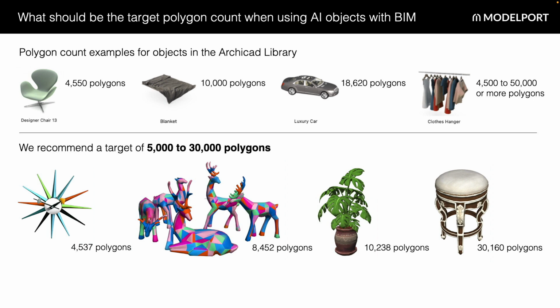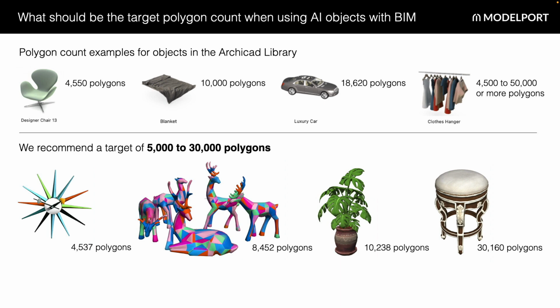And then Meshy recommends 30,000 polygons as a good quality starting point for theirs. So I think somewhere in between there works well. And in the testing we've done with a lot of these objects, you can see here the starburst clock is 4,537 polygons. So this is a very small polygon model here for this little clock.